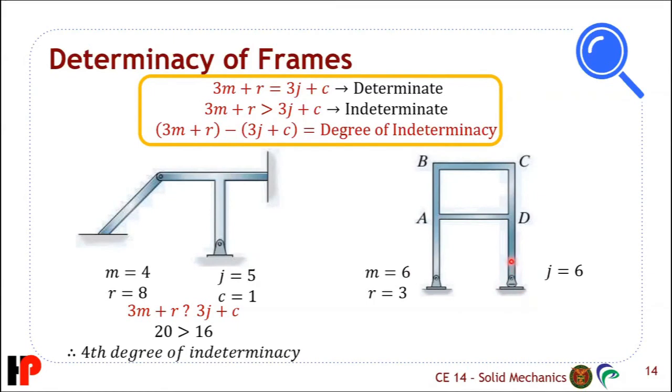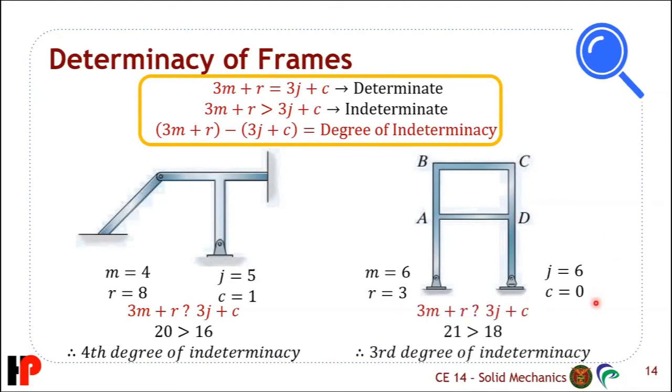So yun kasi yung common mistake, hindi nabibilang itong dalawa. So C, internal pins, wala. So walang pin connection between two members. So therefore, we compare R and 3J plus C. This would be 21, this would be 18. So therefore, this is 3rd degree of indeterminacy.